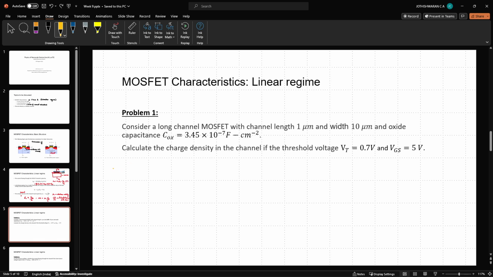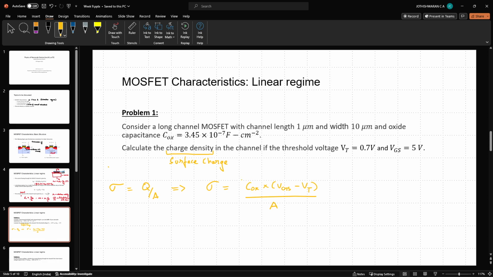So first we have to understand that we have been asked to find the charge density. So how do we find the charge density? In this case, as mentioned previously, the charge density here will be a surface charge density. That should be understood first and foremost. Because we are looking at an inversion layer, sigma will be equal to Q divided by A, which implies sigma is equal to Cox into VGS minus VT divided by A.